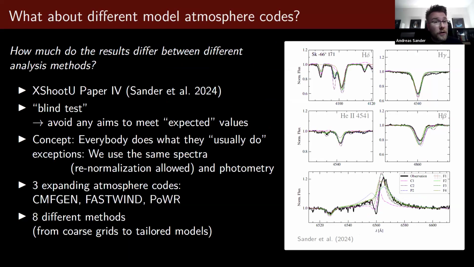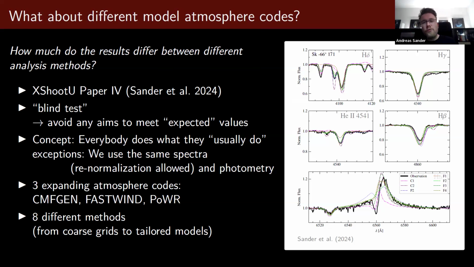Now, I talked about the different codes that are there for stellar atmospheres, and of course, especially in the framework of this X-shoot-U collaboration, we were also interested to learn what we actually need to do when we compare different sources. So how much do the results really differ if you use, for example, the PoWR code, or if you use the CMFGEN code? And for doing that, we met about 2 years ago now and decided, let's do a blind test. We want to avoid any aims in order to meet expected values. So everybody does what they're doing. Don't tell your values up front to the others, but use the stuff you usually do.